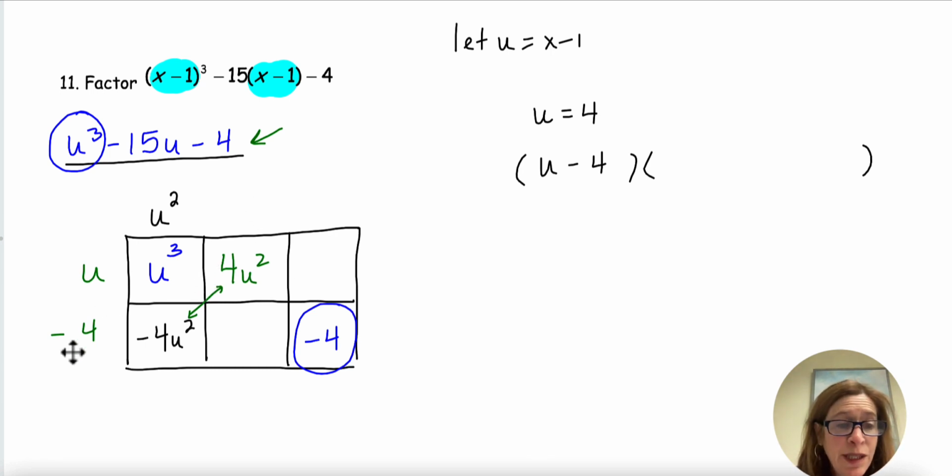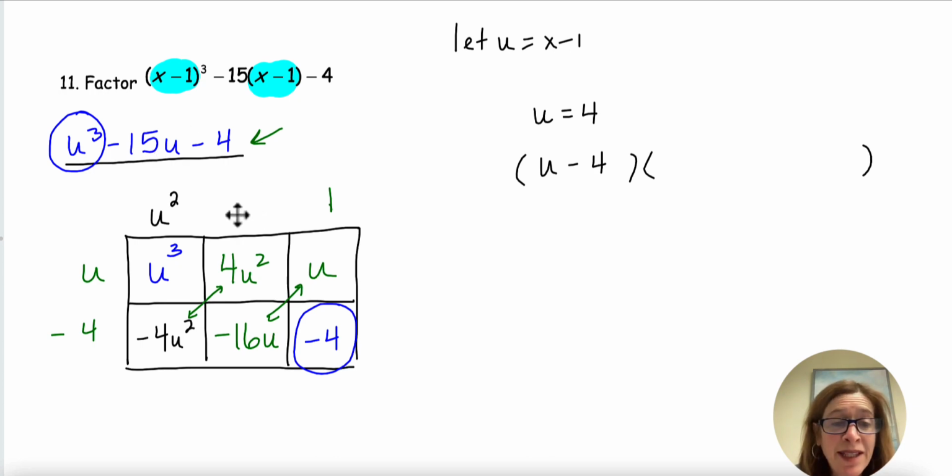Okay, this box gave me negative 4, which told me a 1 would have had to go there. That tells me that this box here would have to be U. All right, I need a 15U. Well, I have a positive 1U, so the only way for me to get a negative 15U would be if this was negative 16U. Because then these two together would add to negative 15U.